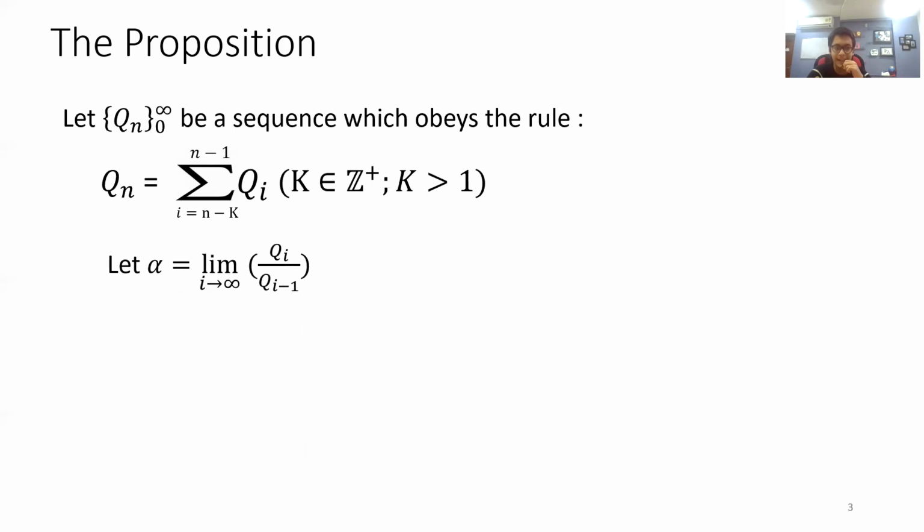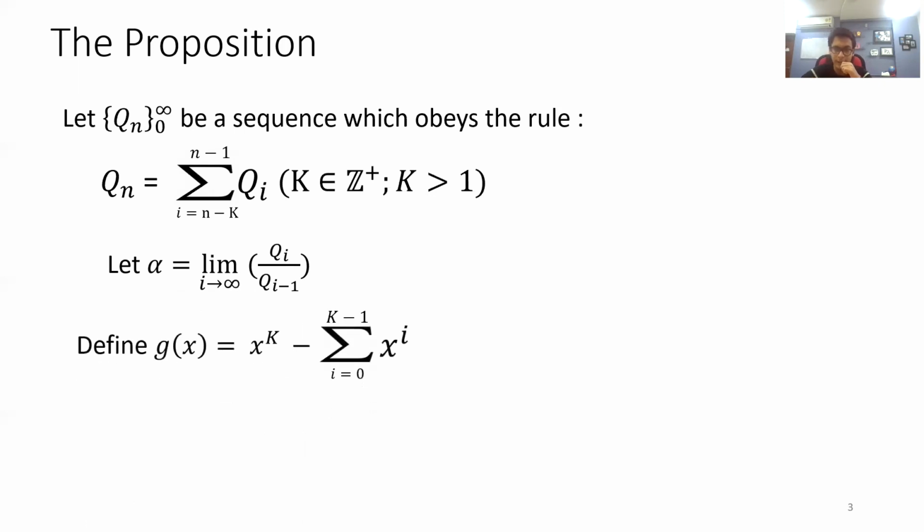Now I am going to let alpha denote the limit as i goes to infinity of Q sub i over Q sub i minus 1. So basically alpha is the ratio of two consecutive numbers in our sequence as they get larger and larger.